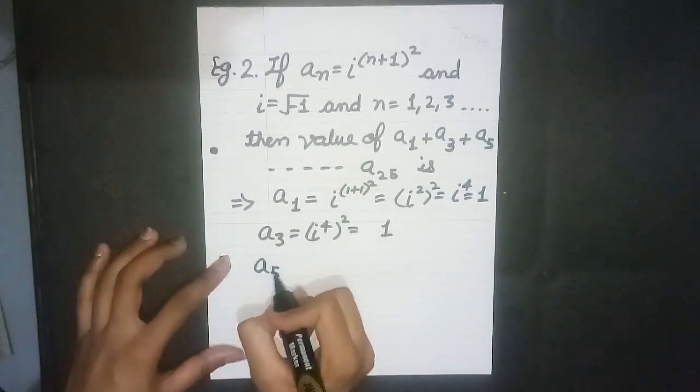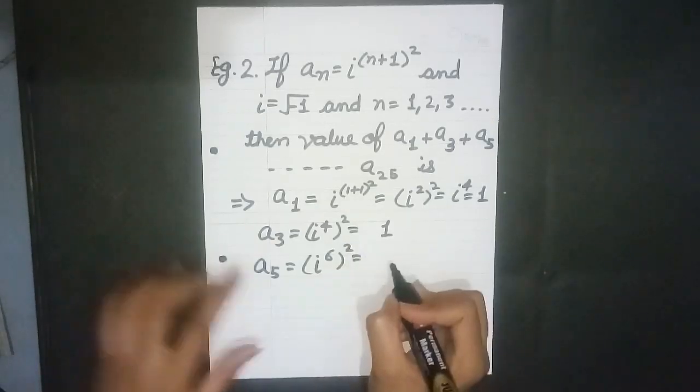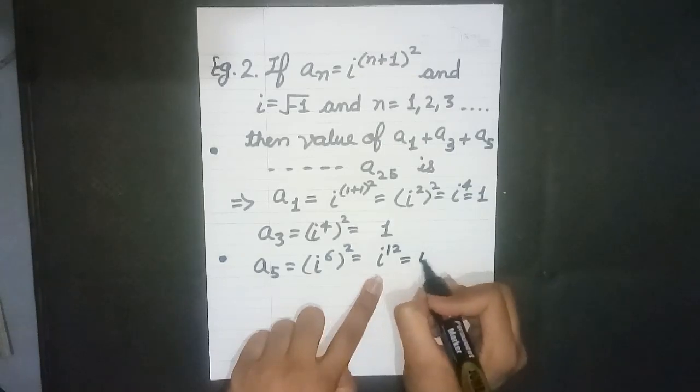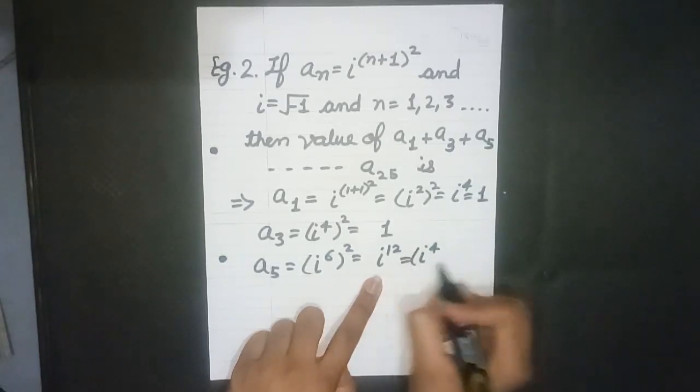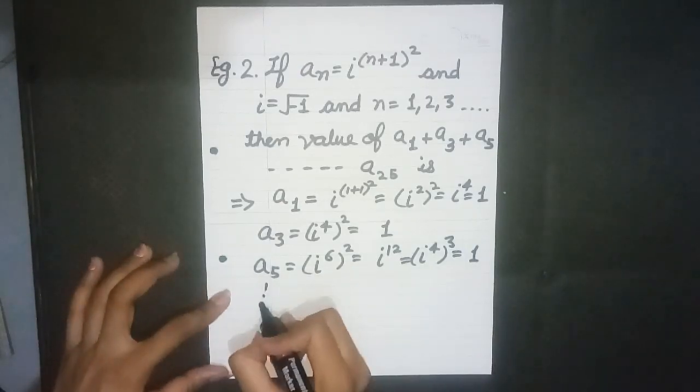Got it? And a5 is equal to iota raised to power 6 and then square, that is equal to iota raised to power 12, that is equal to iota raised to power 4 whole cube, that is equal to 1, and so on.